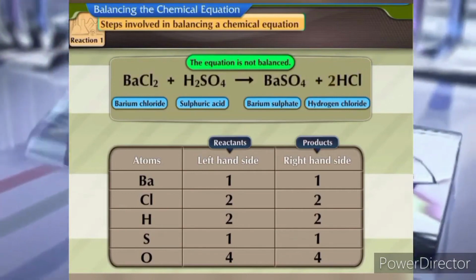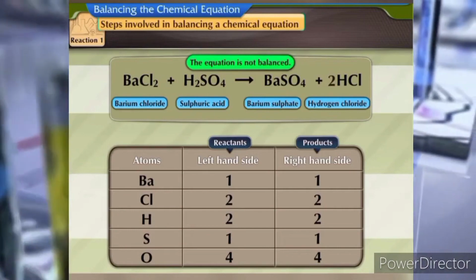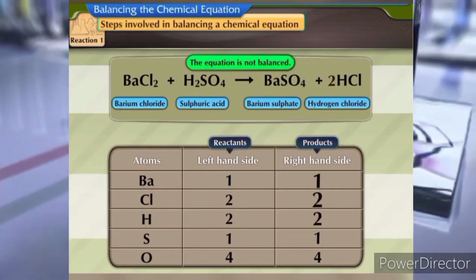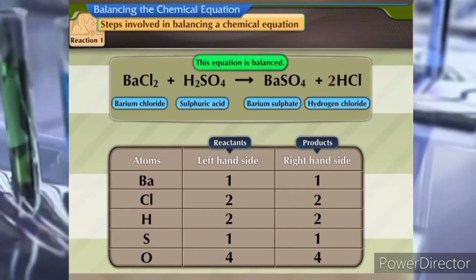The number of atoms of each element on the left-hand side is equal to the number of atoms of each element on the right-hand side. Hence, this equation is balanced.